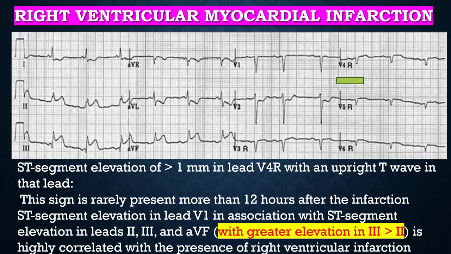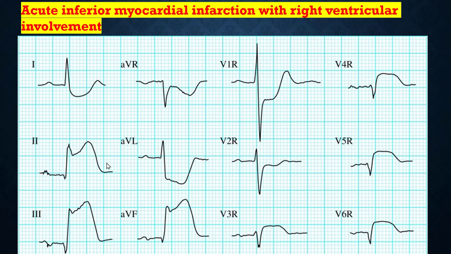Right ventricular infarction shows 1 millivolt ST segment elevation in V4R, lead 2, lead 3 and AVF. Another example of acute inferior myocardial infarction with right ventricular involvement: you can see lead 2, lead 3 and AVF. In lead 3, the elevation is more than in lead 2. Here in V4R, there is elevation with the upstroke of the T wave. The T wave is also elevated in V4R.